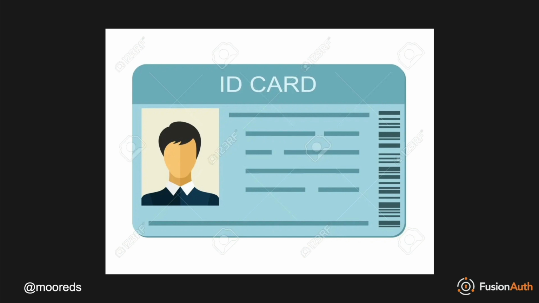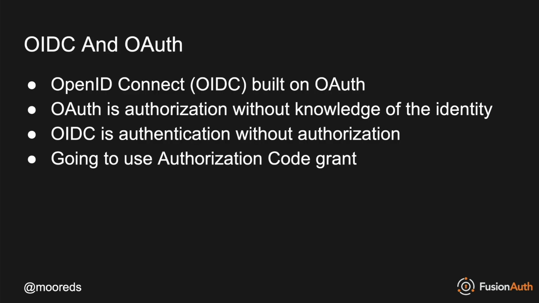It's about authentication. It's about knowing who someone is and when they authenticated, as opposed to what they can do, which is OAuth. In all of these scenarios, we're going to use the Authorization Code Grant. That is basically the recommended OAuth grant for anything that involves an end user.